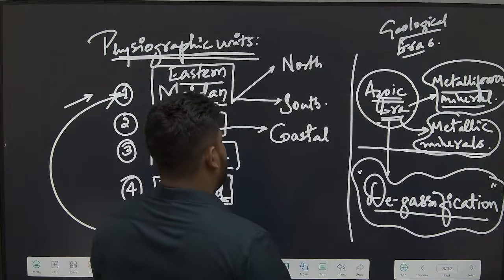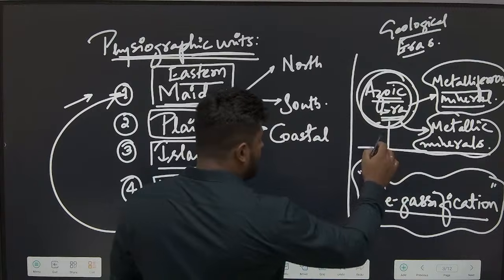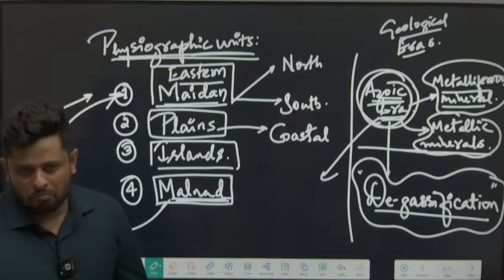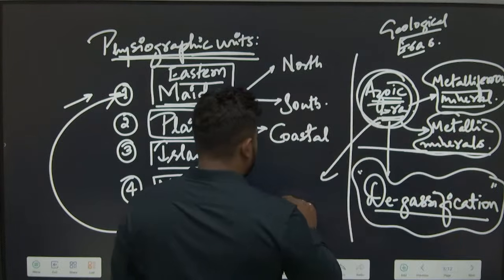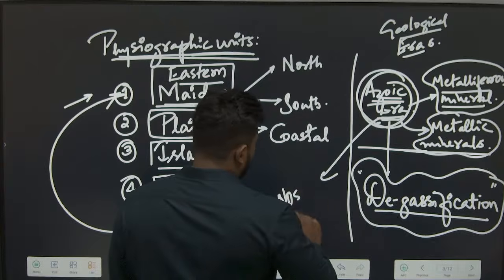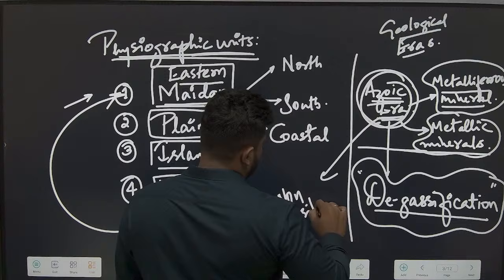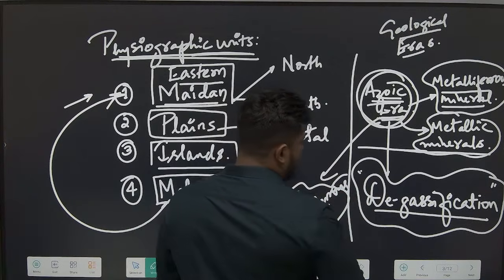Then followed by the Paleozoic era. After the Azoic era, what will happen? Or forget about it, totally forget about it. Can you find any fossils over here? Did life develop over here? Absolutely not. So whatever minerals you get, they are non-fossiliferous. Understand this. That means you cannot expect any kind of fossil.